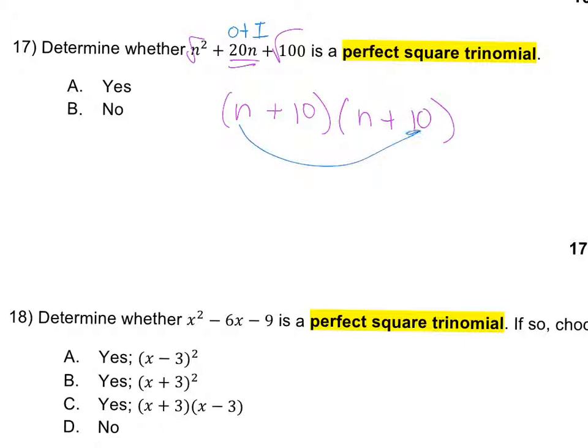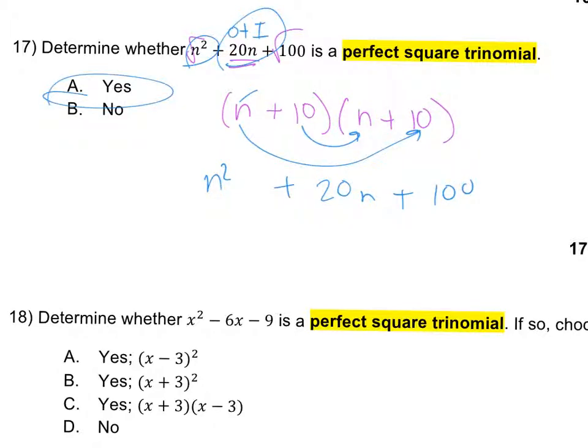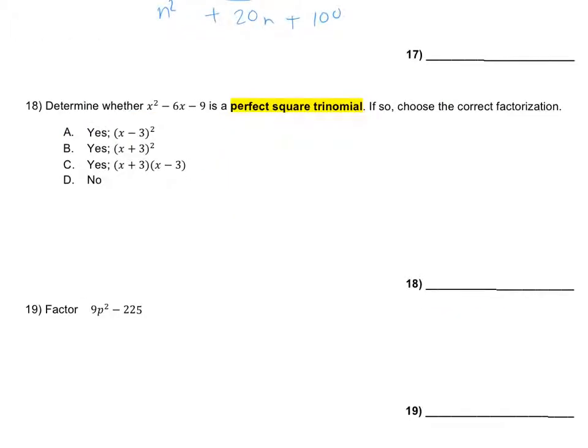So my outer is what? 10n. And the inner? What does that add to? 20n. So we know that it's n squared, because we got that first times first, 100, and the 20n is the same. So is this a perfect square? Yes. Excellent. So you just FOIL to check it? Exactly.